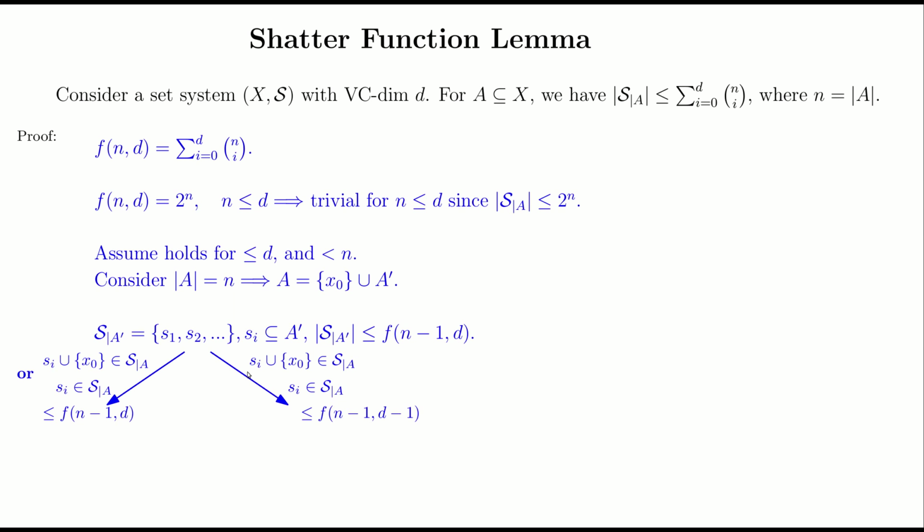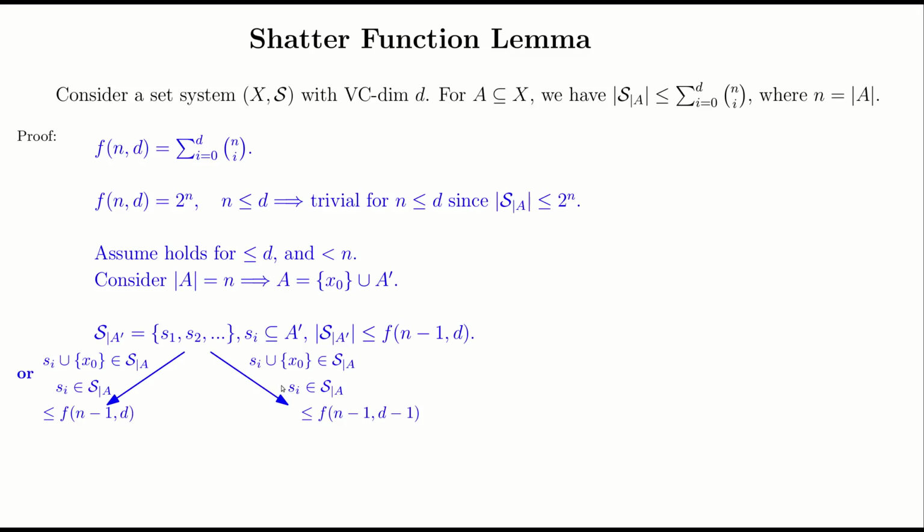However, for some elements, we might get both of them. So in other words, for some subsets Si, both of these conditions could be true, which means we need to add the number of such subsets that satisfy both of these conditions to this value. But how many subsets Si can satisfy both of these conditions? It is easy to see that the set system that is defined by these subsets will have VC dimension d-1.